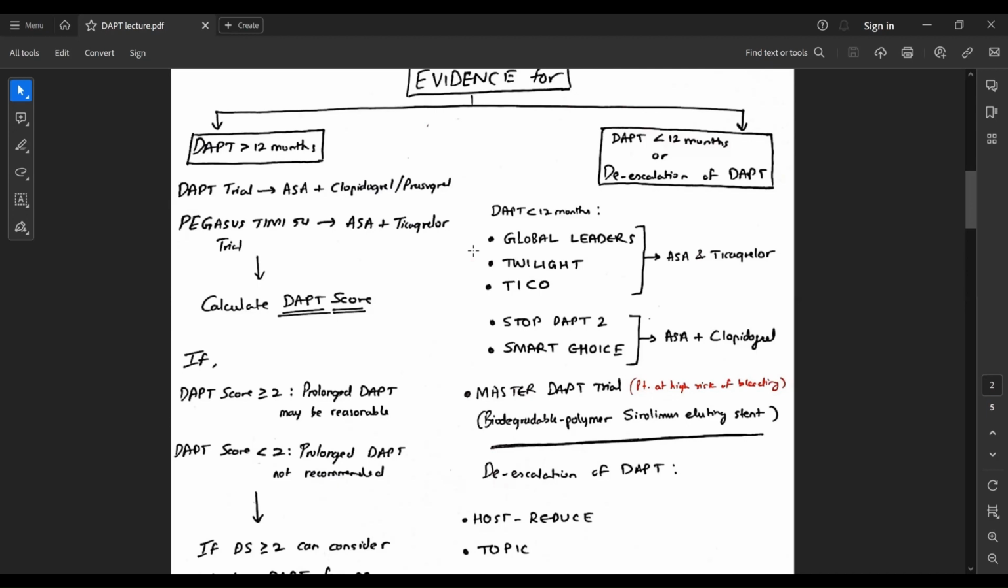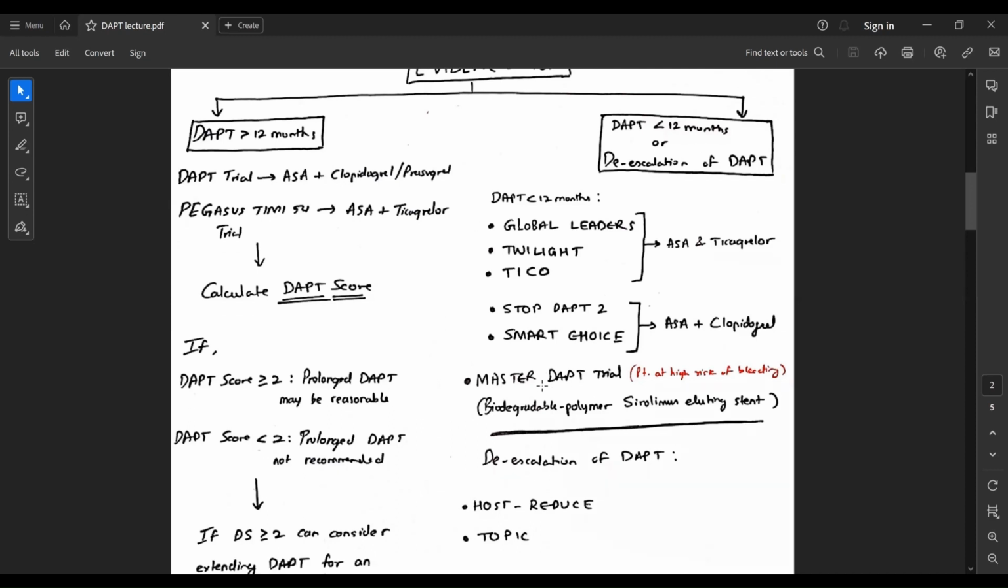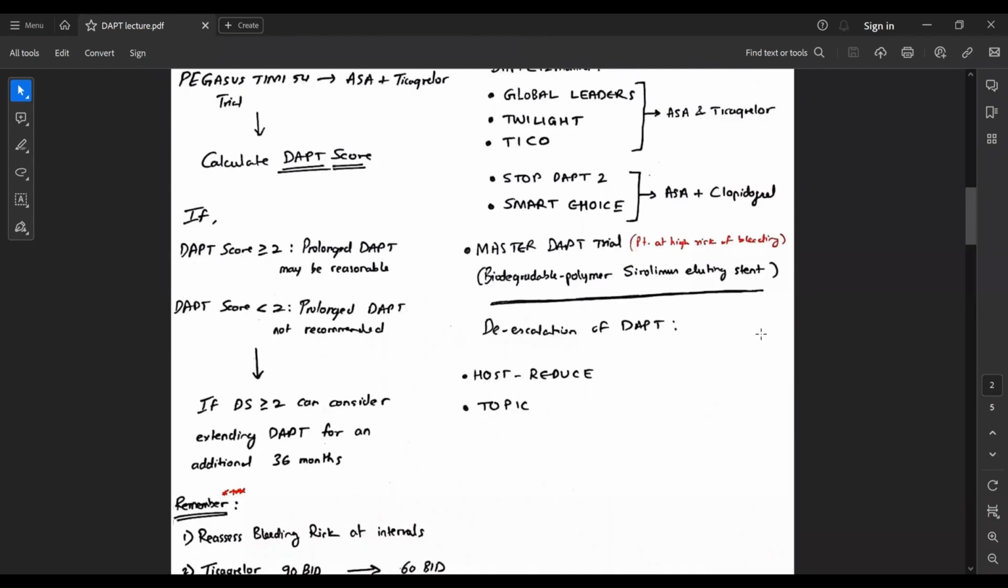So in light of this recent evidence that we have, you can argue that if you feel that the patient requires a single antiplatelet therapy after this duration, and if your patient fits the inclusion criteria of these trials, you can consider switching them to P2Y12 inhibitor monotherapy.